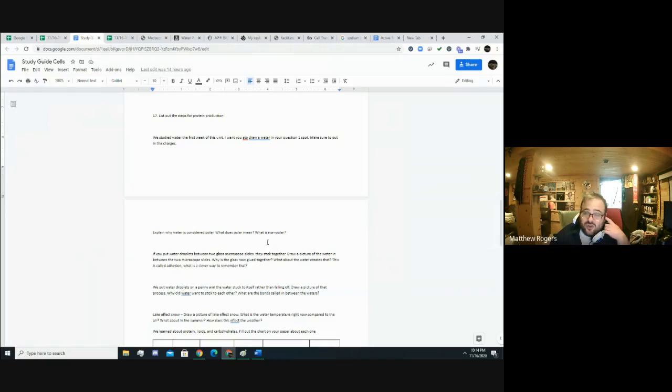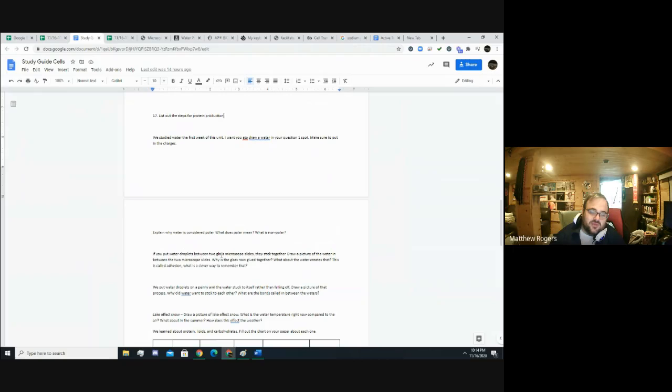If you're nonpolar, it means you have 0 charge. You have no charge throughout your cell, or your molecule, sorry. And you don't want to interact with polar things, and polar things only want to interact with other polar things. So they kind of separate themselves out.